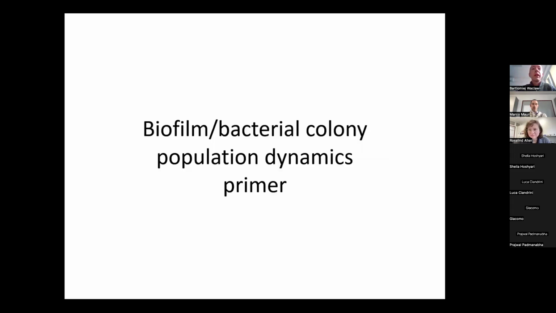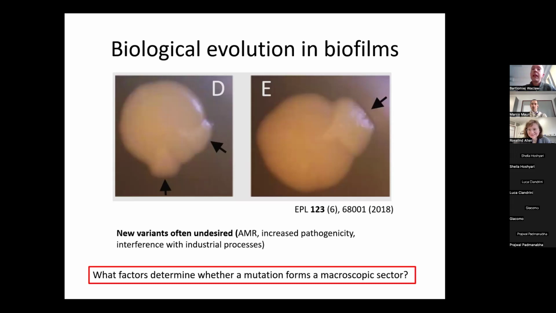Sorry, right on cue, I have a question. When you talk about evolution on biofilms or mutants appearing on biofilms, is it because of the structure of the biofilm, or is it just because a lot of cell division happens at the interface?